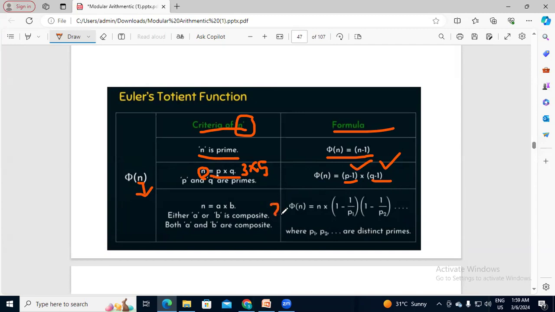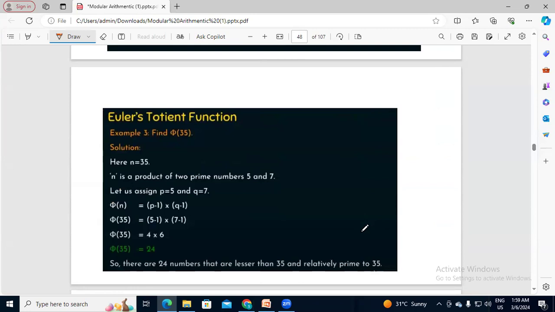And this is for some other cases, right? N is equal to A into B, where either A or B is composite, or both A and B are composite. In that case, this is the formula. But this we will not use for the concept of RSA. For implementation of RSA, that second formula will work.